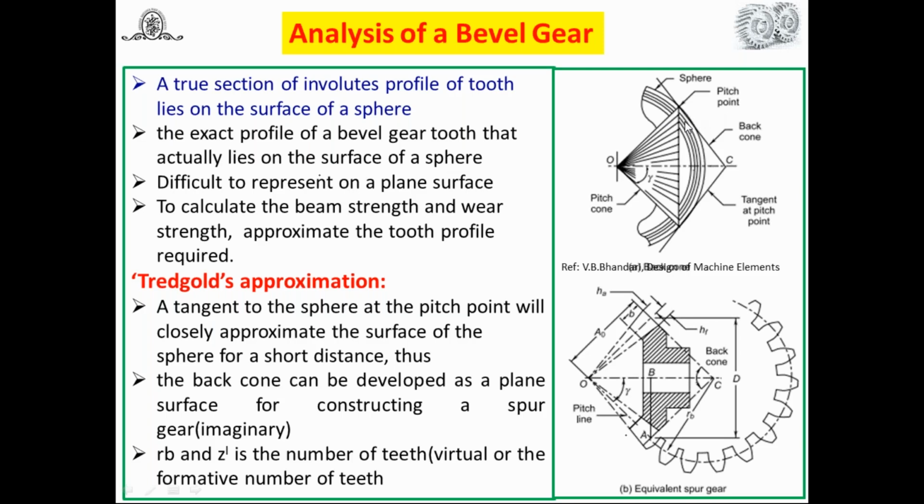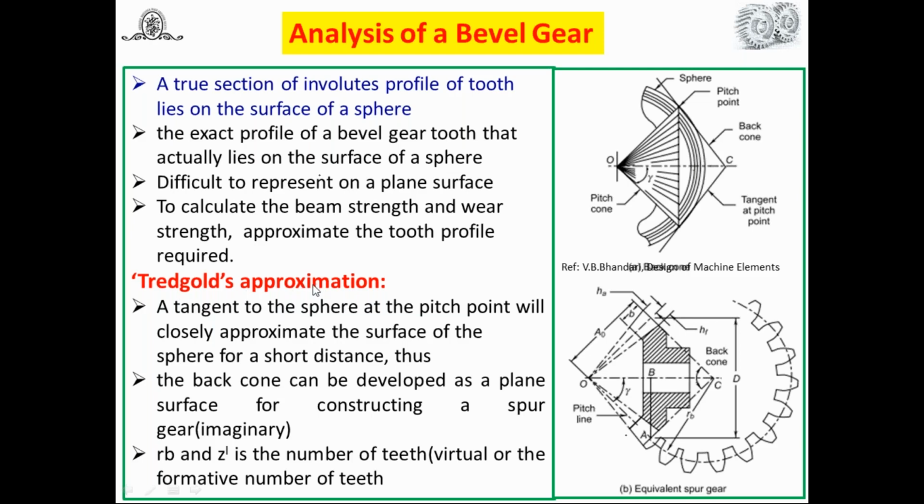That's why, to have an involute profile on the surface of the sphere, and to make this analysis simple, to find out the beam strength and wear strength, an approximate tooth profile is required. Approximation of this tooth profile is required. And how is this approximation carried out? By Mr. Tredgold. Look at this, the name is given: Tredgold's approximation.